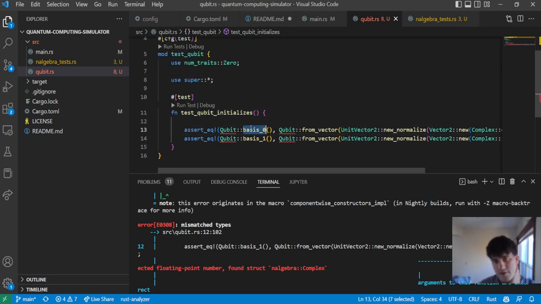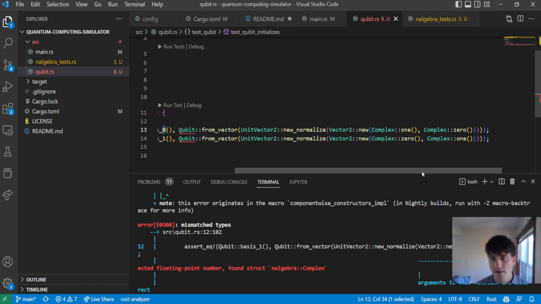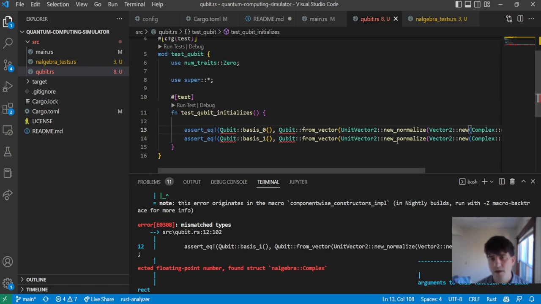Okay, so we want to be able to take a single qubit and give it a basis, and check on its basis vector. The basis vector is just the state of that qubit such that when you measure it you always get 0, which is to say the first coordinate of the vector is the complex number 1, the second coordinate is 0, and vice versa. Okay.